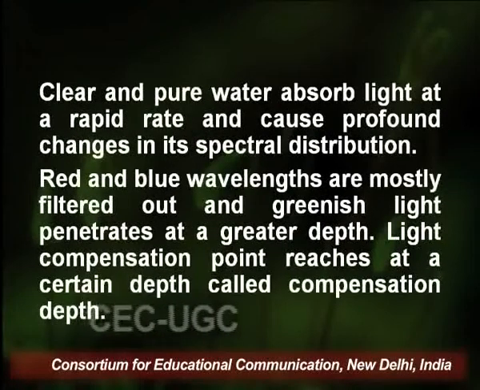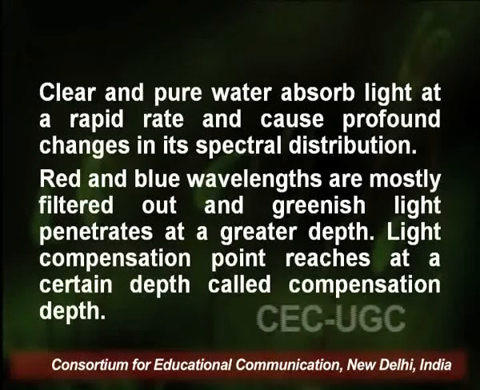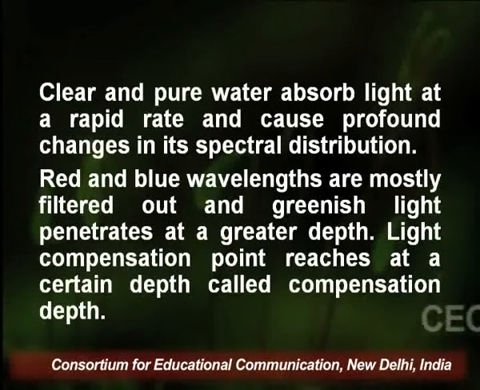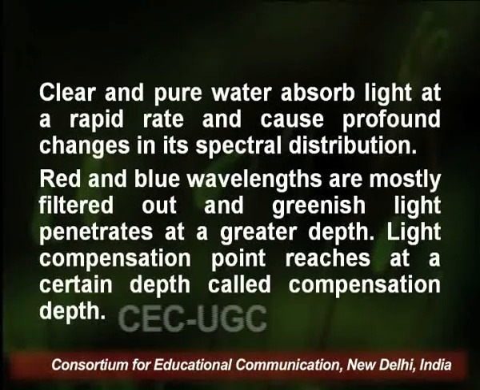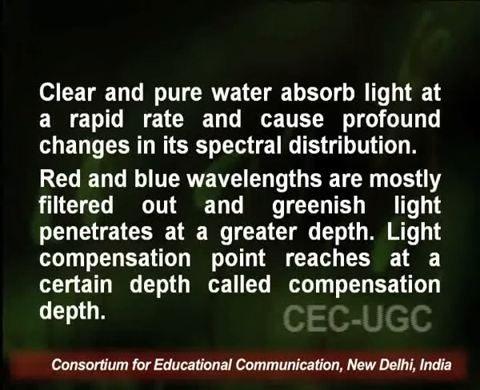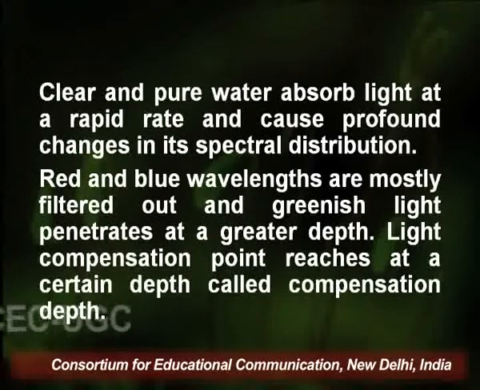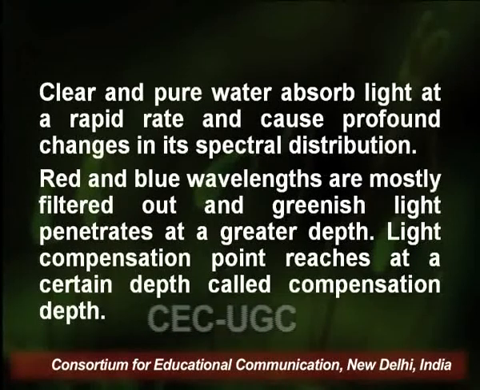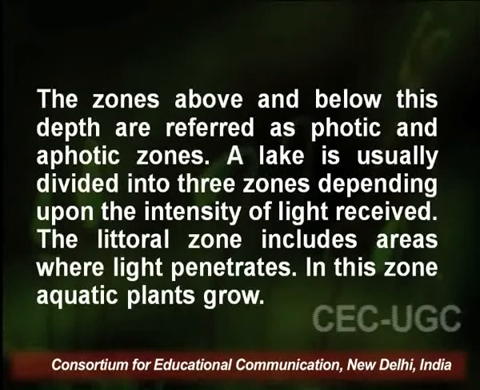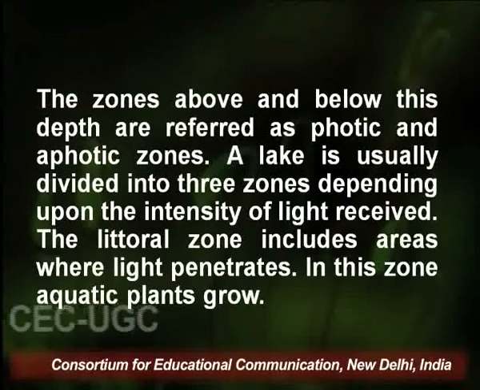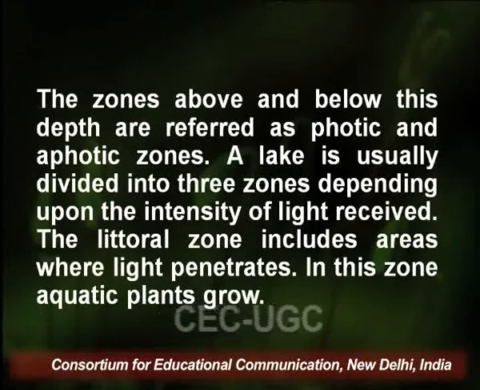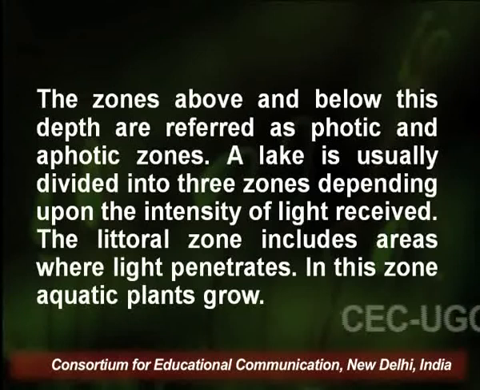Now, clear and pure water absorbs light at a rapid rate and causes profound changes in its spectral distribution. The red and blue wavelengths are mostly filtered out and greenish light penetrates to greater depth. The light compensation point is reached at a certain depth called the compensation depth. The zones above and below this depth are referred to as photic and aphotic zones. What are aphotic zones? A lake is usually divided into 3 zones depending upon the intensity of light received.